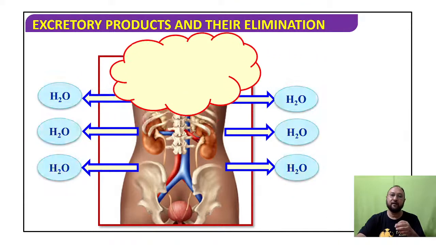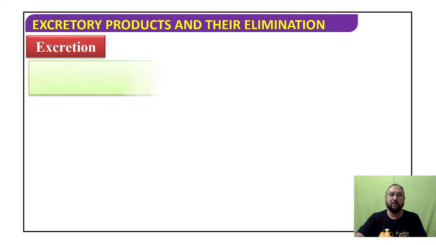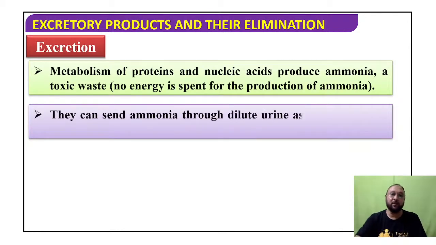Now see, dehydration kills a person much faster than the lack of food. If somebody is starving or on a hunger strike, that person can remain alive if he is taking water. A person who is not taking food for 2 or 3 days, but taking water, can survive. But a person who is not taking water and not taking food, dehydration kills that person much faster. So water forms the base for the different metabolic reactions.